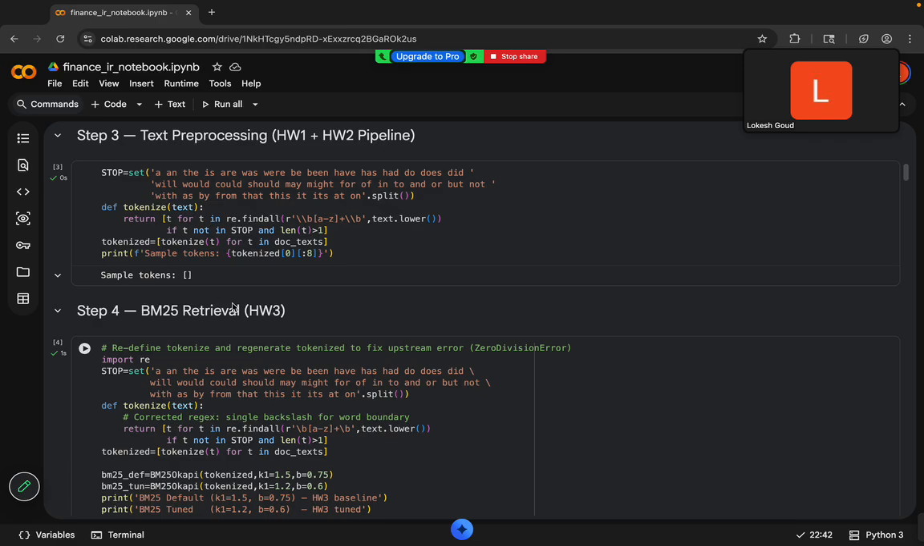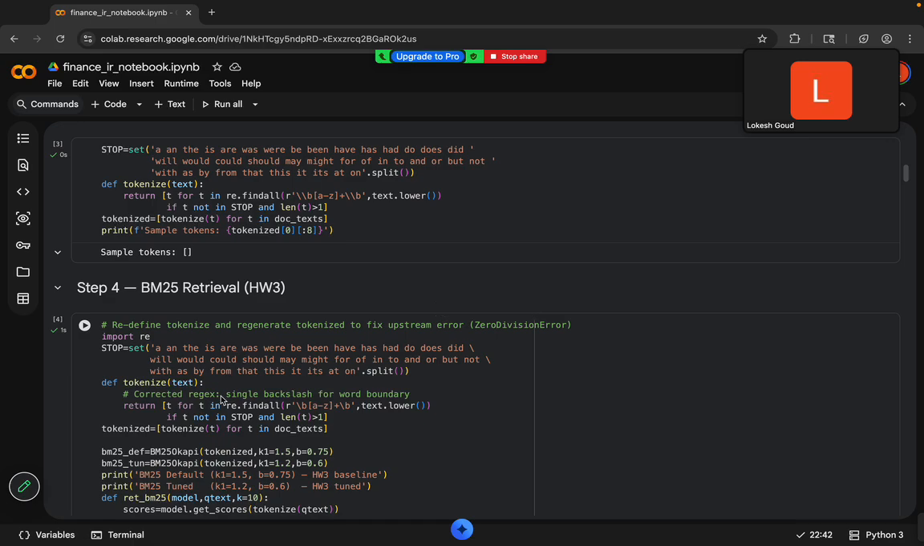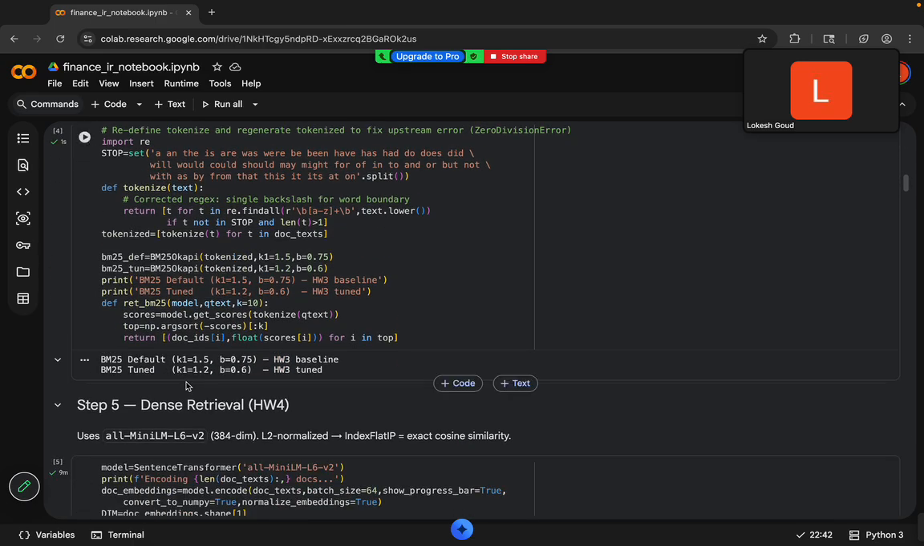Second, BM25 from homework 3. You can see the two configuration tables here: default with K1 and B, and tuned with K1 equal to 1.2 and B 0.6.